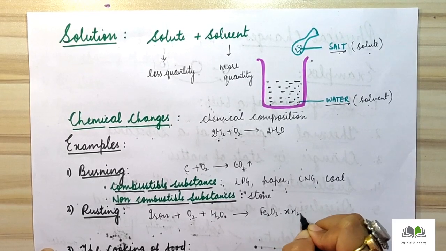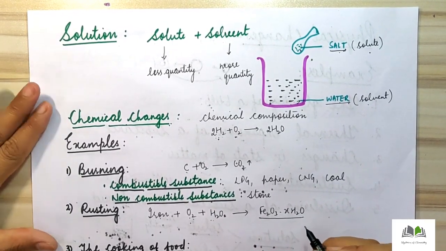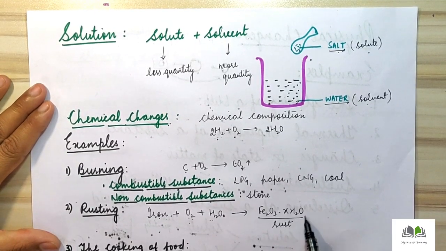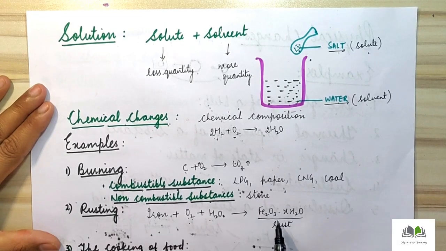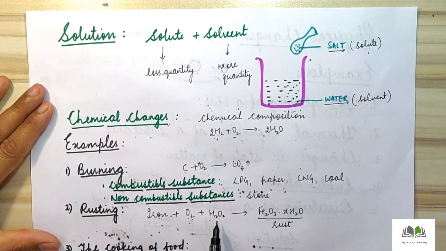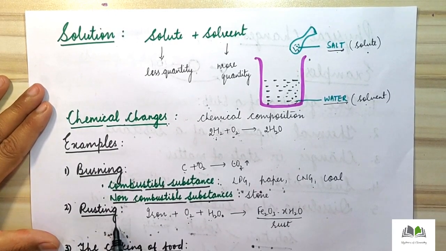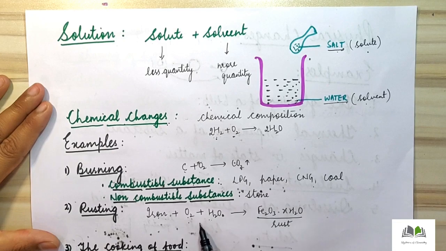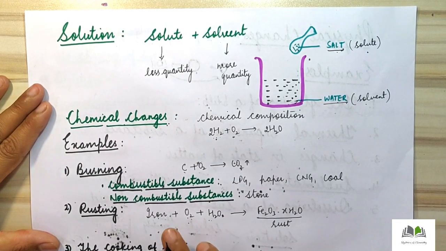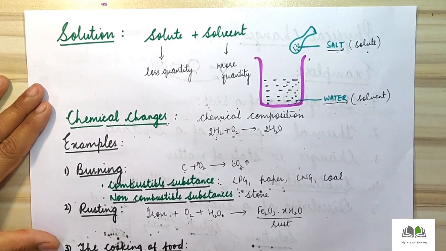Fe2O3·xH2O. So a new oxide is formed, a new substance is formed. This substance is known as rust. Once the rust is formed, it cannot be converted back into iron and oxygen or water. Thus we can say that rusting is an example of chemical change, because we cannot reverse this change. Once the rusting is done, it cannot be reversed back into iron and oxygen. So rusting is an example of chemical change.